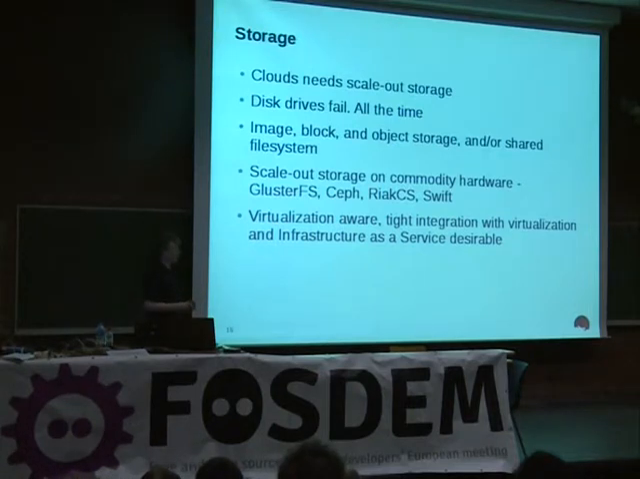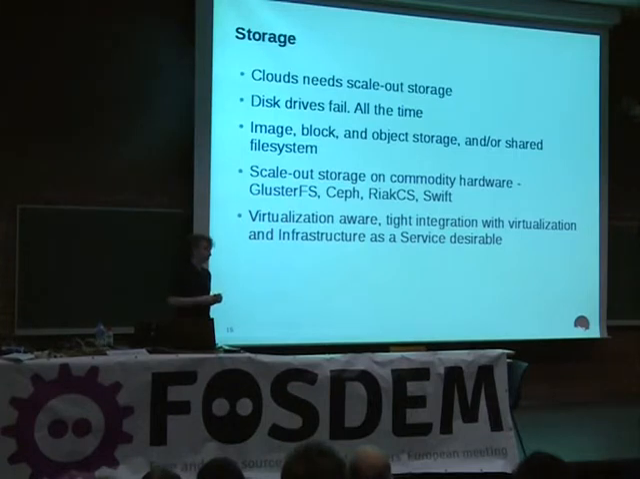There are a bunch of open source storage solutions out there. Ceph is one that's very popular at the moment. Riak CS is getting a lot of good press at the moment. I don't know much about it, to be quite honest. GlusterFS is the one that Red Hat is backing, and GlusterFS is actually great for things like image storage and shared file systems. Not so great for running your VMs on, because of performance issues.